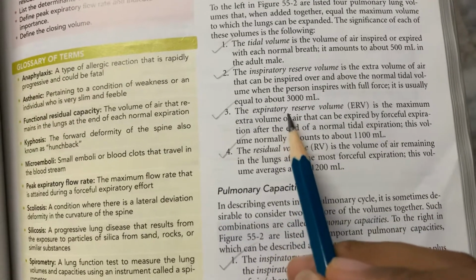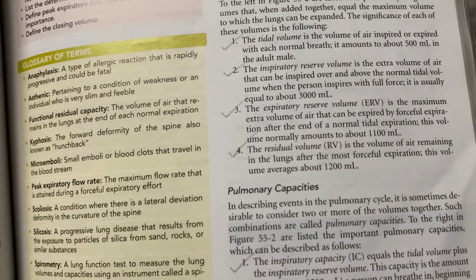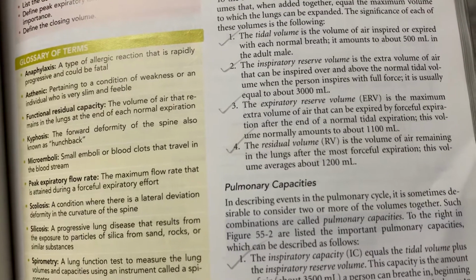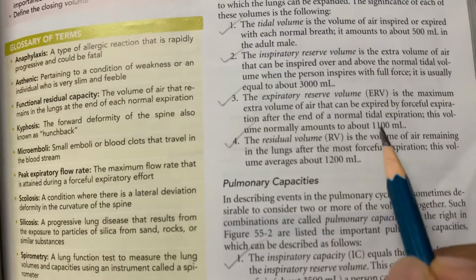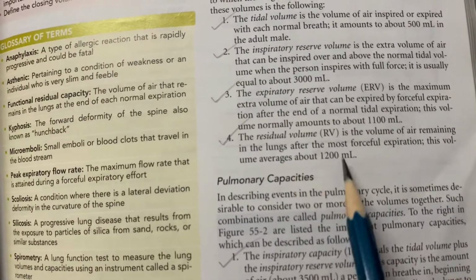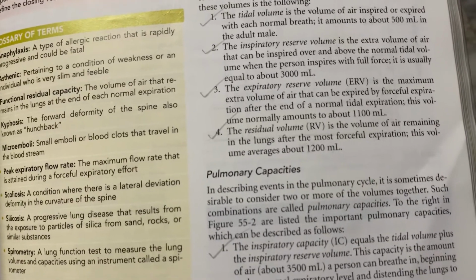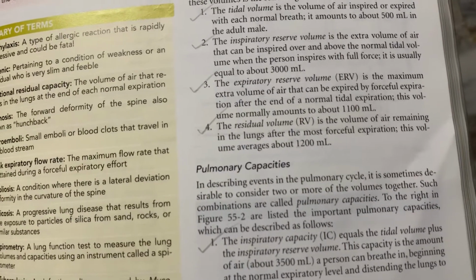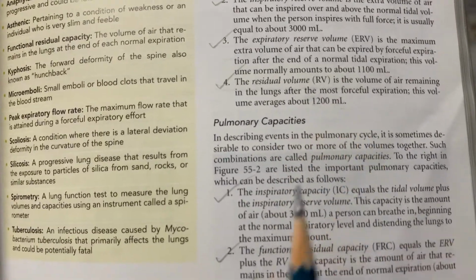Expiratory reserve volume is the maximum extra volume of air that a person can expire at the end of a normal tidal expiration, that is after you have expired your tidal volume. So it is about 1100 ml, and RV is about 1200 ml. That means it is the residual volume of air that remains in the lungs even after a forced expiration. It is about 1200 ml.